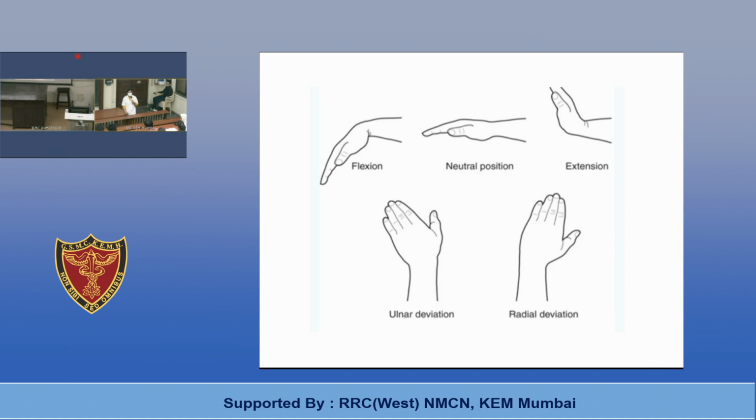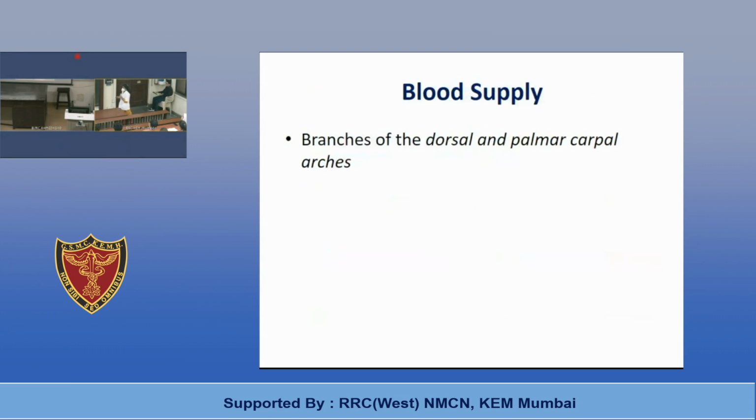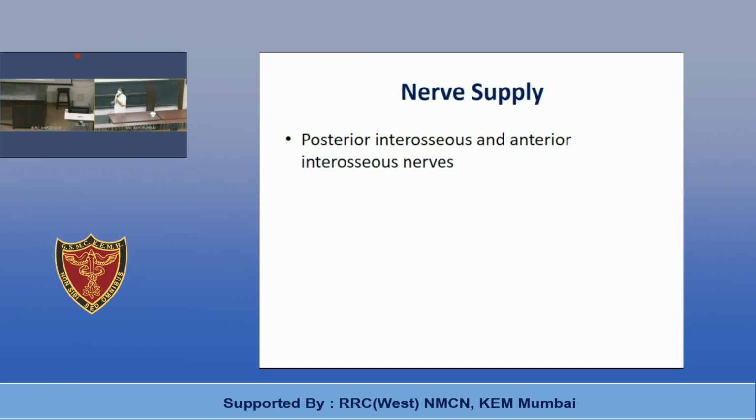Okay. So remember the muscles producing movements: flexion, extension or palmar flexion, dorsiflexion, ulnar deviation or adduction, and radial deviation or abduction of the wrist joint. So these are the muscles. Blood supply is by carpal branches coming from the radial and ulnar arteries, forming the palmar and dorsal carpal arches. The nerve supply is by the anterior interosseous and posterior interosseous nerves.